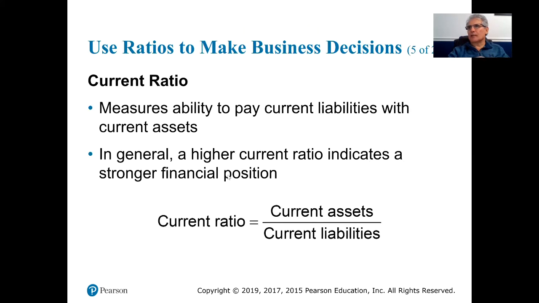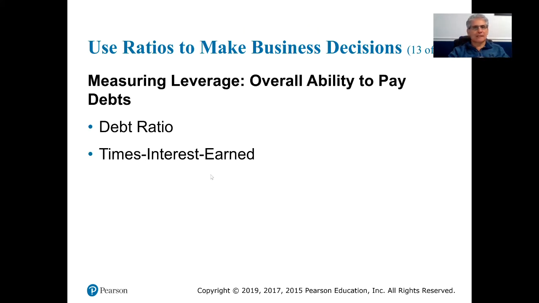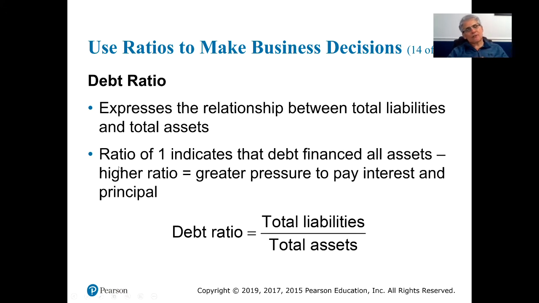Okay, so we'll head on to moving back to slide 34, and that is overall ability to pay debts. The two ratios we're going to be looking at are the debt ratio and times interest earned. The debt ratio expresses the relationship between total liabilities and total assets. A ratio of 1 indicates that debt has financed all assets. A higher ratio equals greater pressure to pay interest and principal.